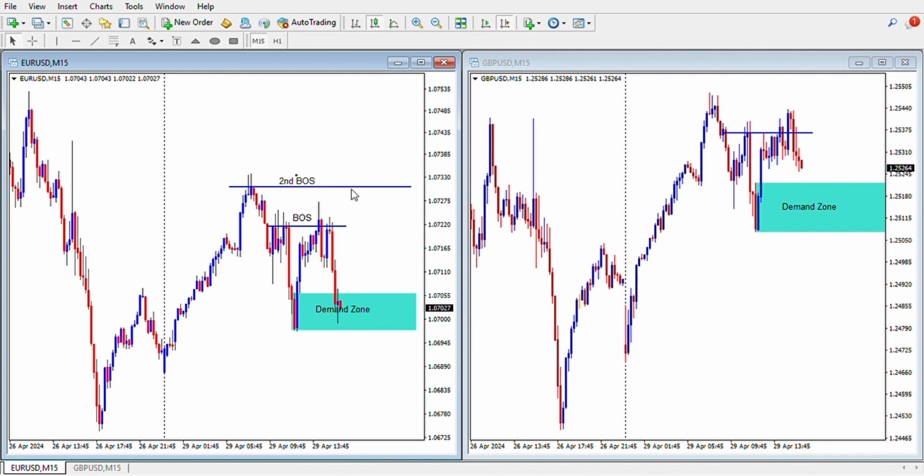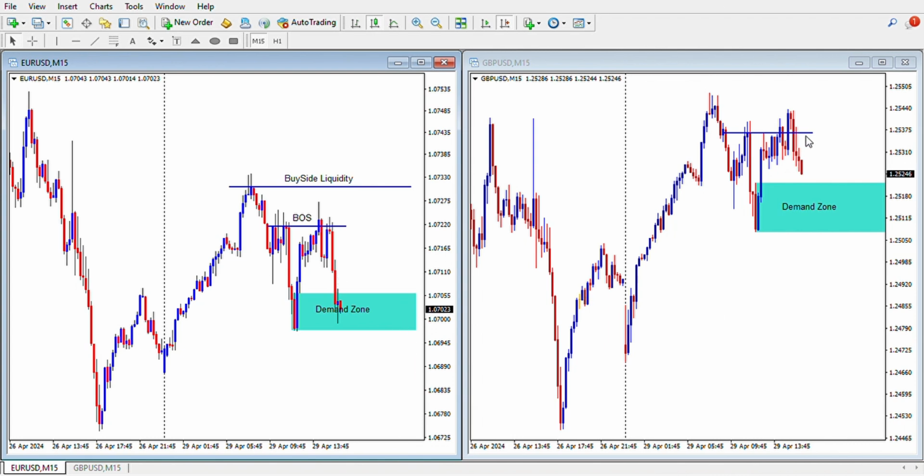buy side liquidity. Sorry guys, I'm typing with one hand. So yeah, this will be my target right there, the buy side liquidity. So yeah guys, let's just wait for the setup and we'll take the trade.